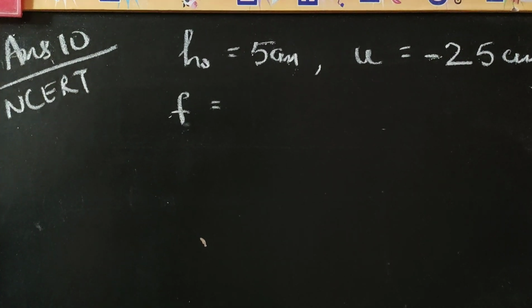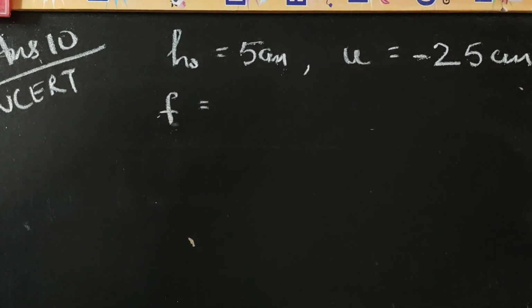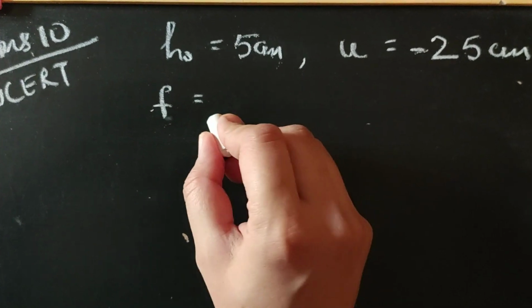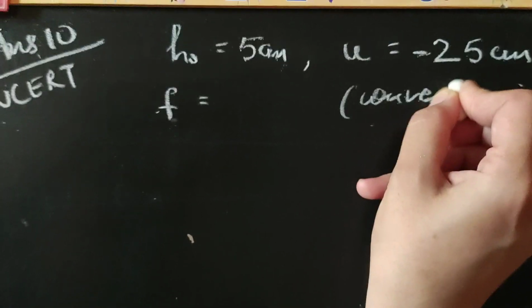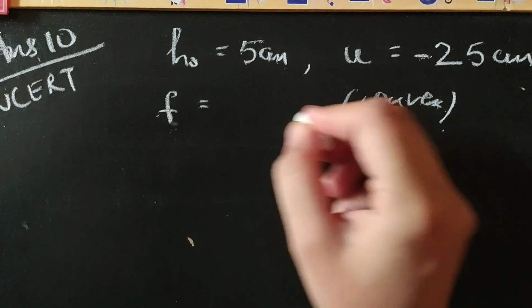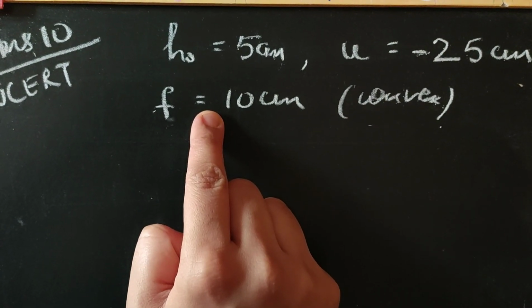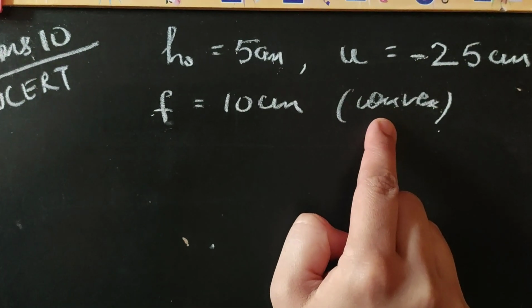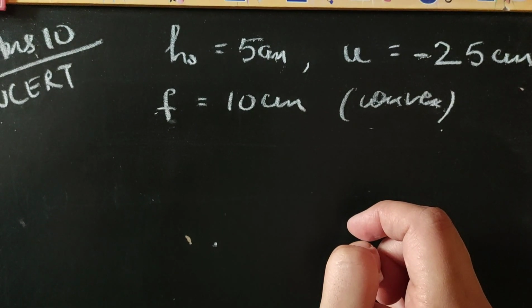So object 5 cm in length held 25 cm away from a converging lens. They have not named the lens here. They have simply written converging lens. So we know converging lens will be a convex lens. Focal length given 10 cm. So we write F as 10 cm and we'll keep it positive because we have already discussed, focal length of a convex lens is always taken positive.